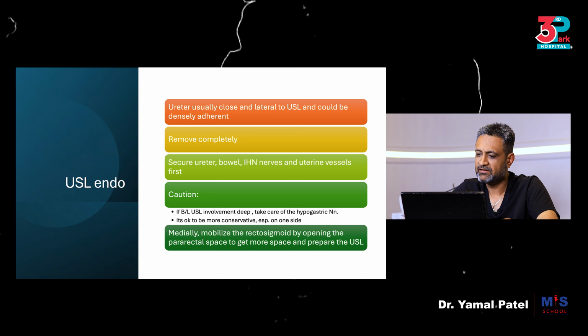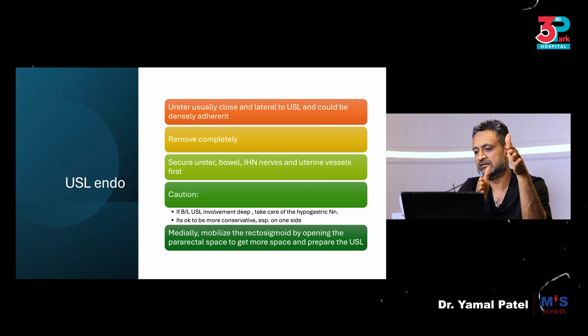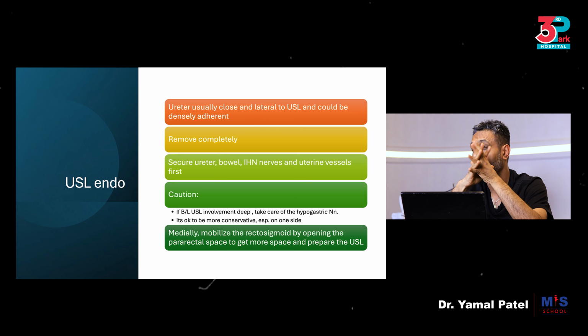Medially mobilize the rectosigmoid by opening the pararectal space to get more space and prepare the uterosacral before you excise it. So you've prepared it laterally by pushing the ureter away laterally. You've prepared it medially by pushing the rectum medially by going in the pararectal space, and then excise the lesion out all the way to its insertion at the torus.